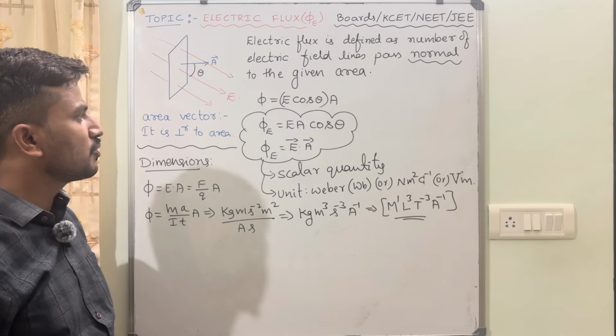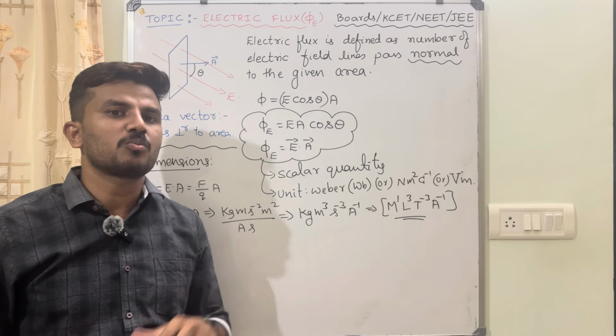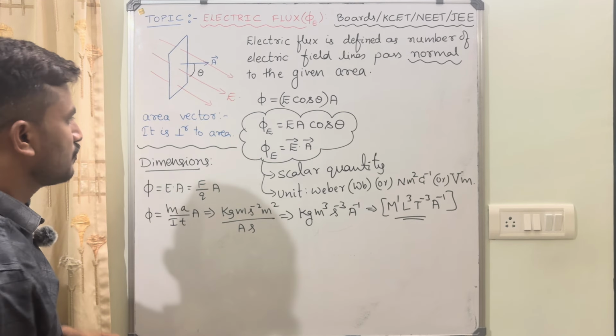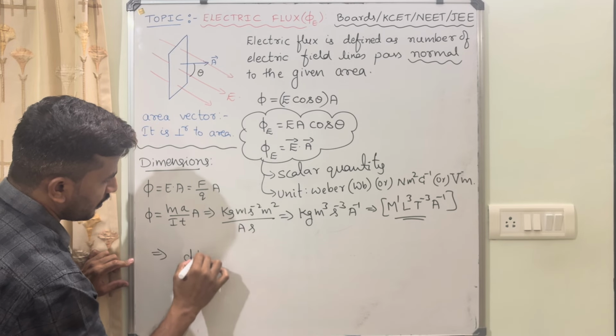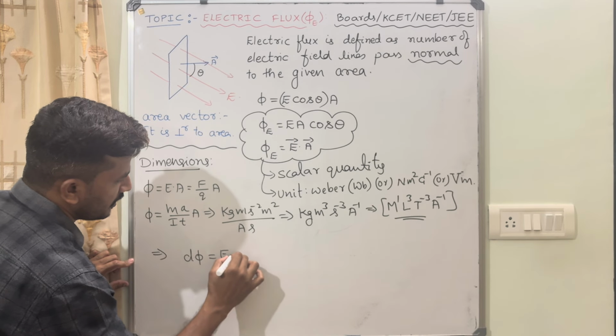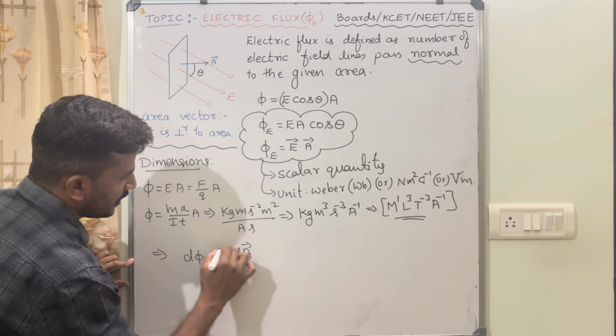Sir, how to write the differential form of electric flux? The differential form of electric flux is given by small d phi is equal to E dot dA. Sir, where do we use it?